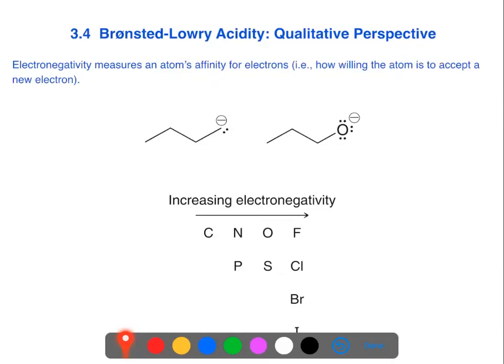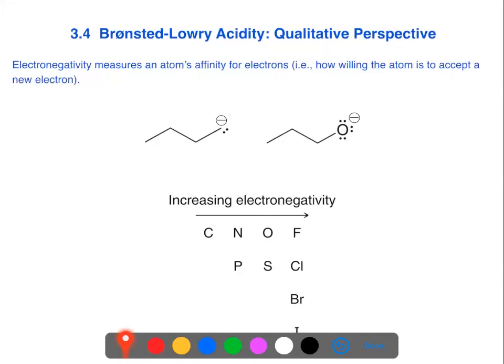And so if we compare the electronegativity of carbon versus that of oxygen, we know that oxygen is more electronegative due to its placement in the periodic table. That would imply that, due to the higher electronegativity of oxygen relative to carbon, oxygen is better able to accept that new electron from the loss of the original proton of that alcohol.